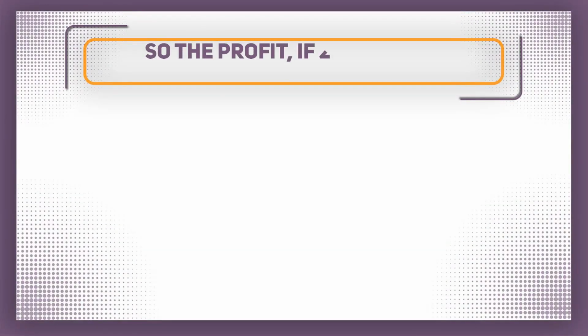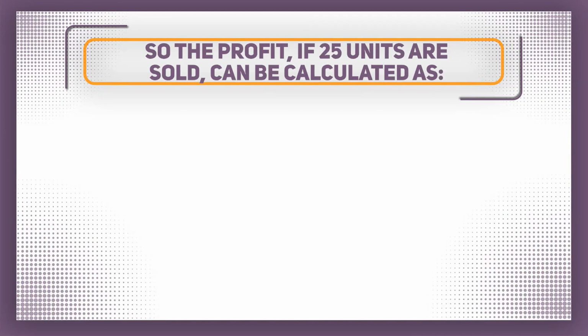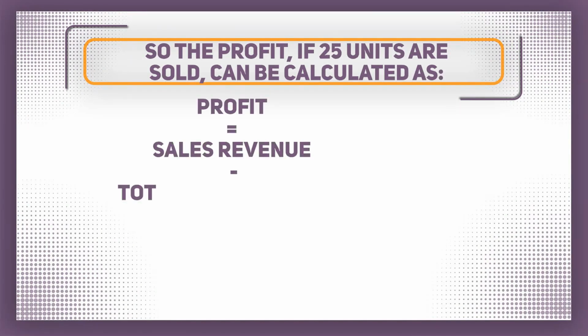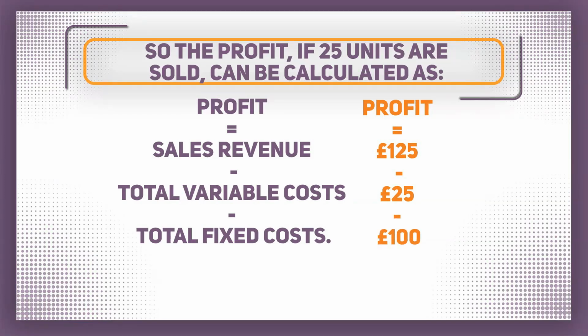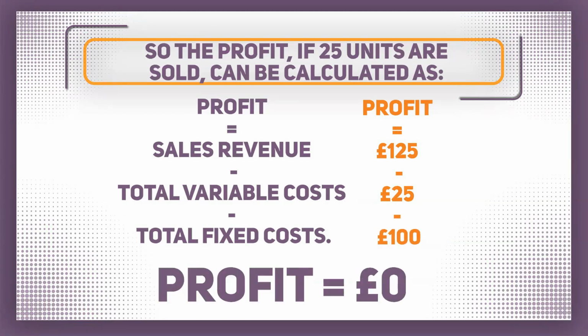So the profit, if 25 units are sold, can be calculated as, let's not forget, profit equals sales revenue minus those total variable costs minus those total fixed costs. So the profit is £125 minus £25 minus £100, and that means that the profit is £0.